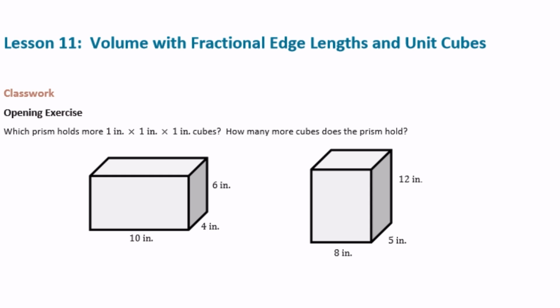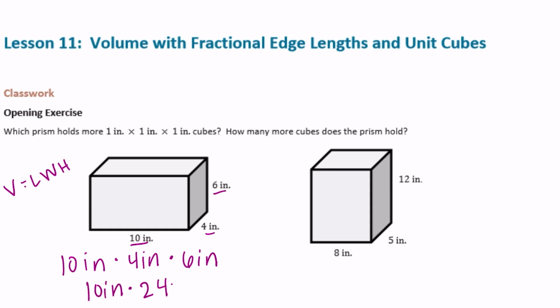Okay, so if we had 1 inch by 1 inch by 1 inch cubes, then we're just finding the volume. Remember, volume is equal to length times width times height. So 10 inches times 4 inches times 6 inches. 4 times 6 is 24, so 10 inches times 24 inches would be equal to 240 inches cubed. So we could fit 240 cubes that were 1 inch by 1 inch by 1 inch into that prism.